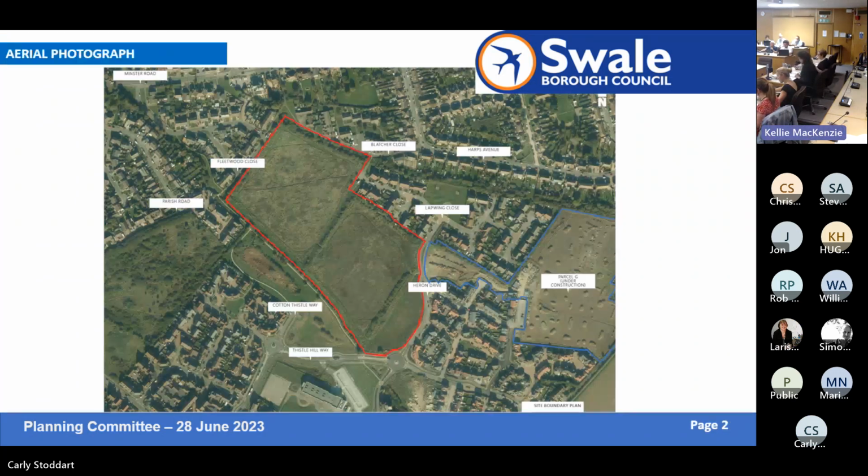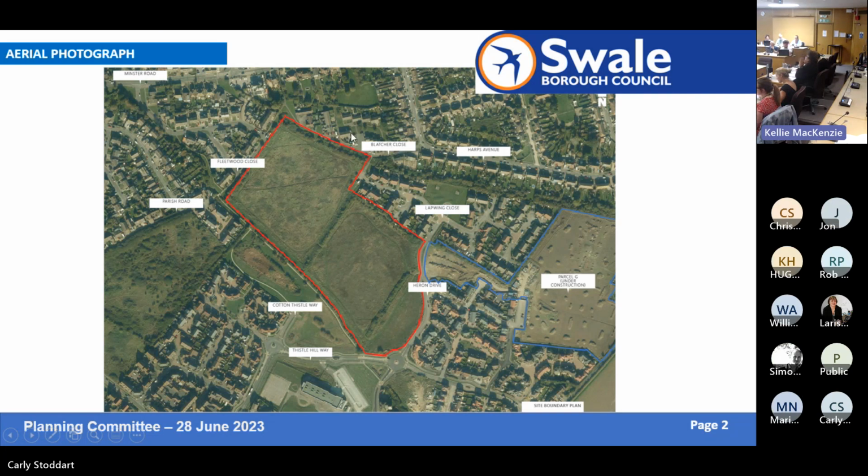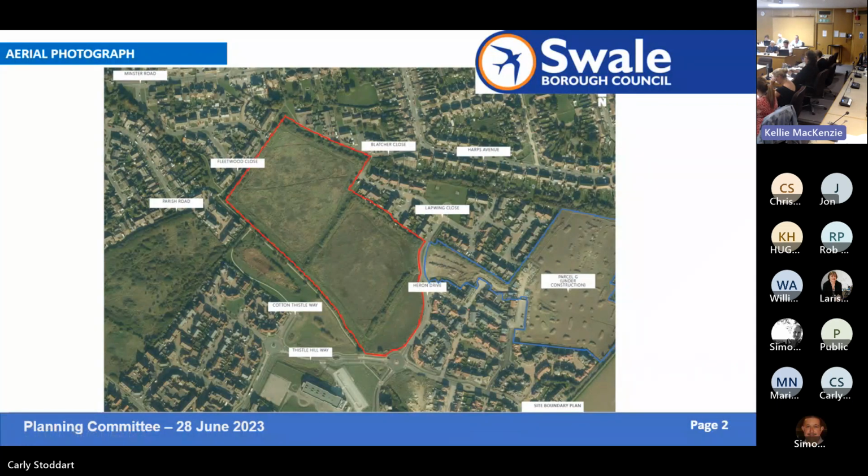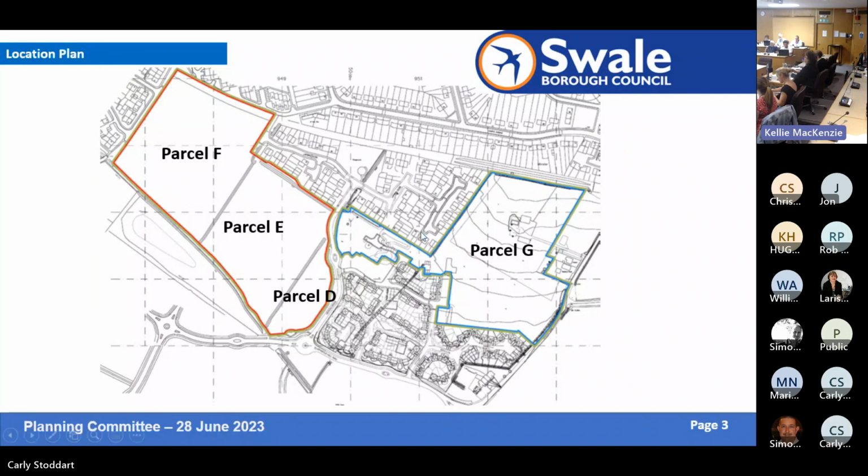So just move on to the next slide. This is an aerial photo of the site, showing the labels of the surrounding streets. The main ones that are directly adjacent to the site are Fleetwood Close along here, Blatcher Close along there, Lapwing Close, Heron Drive through here, Thistle Hill Way, and Cotton Thistle Way here, Parish Road there. You can also see part of Parcel G. That was also covered by the outline. You can see it more clearly on this plan. That is already under construction, so the reserved matters for that application has already been approved.